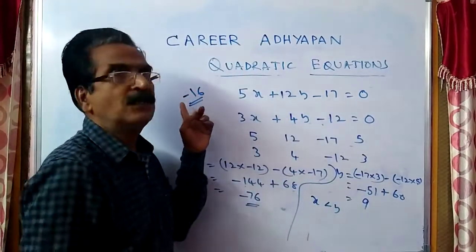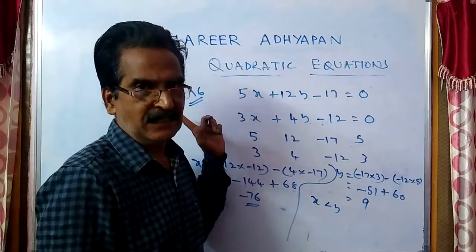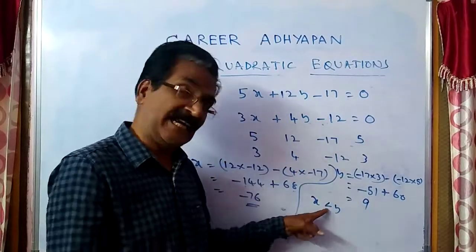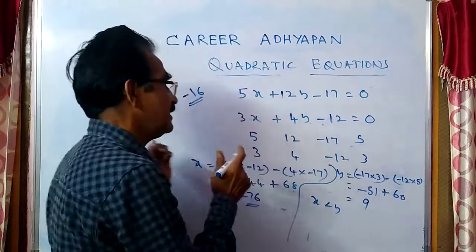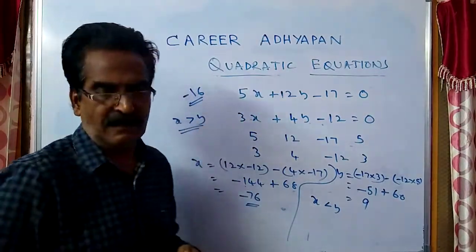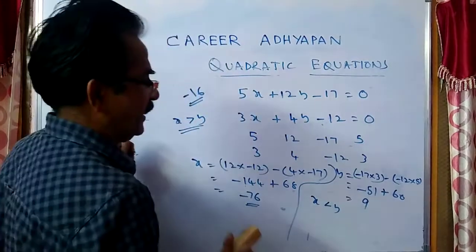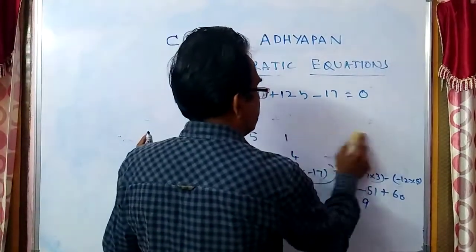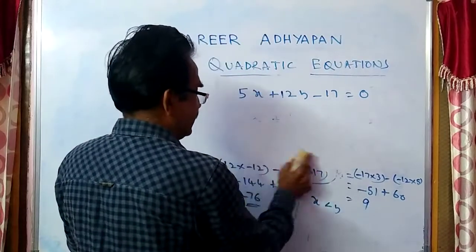But here you got a minus sign. Therefore your final answer is x greater than y. This is your final answer. So this is the way how you have to establish the relation between two linear equations.